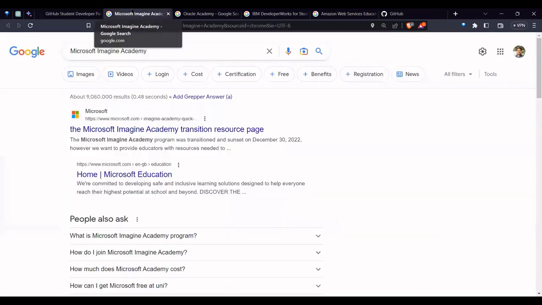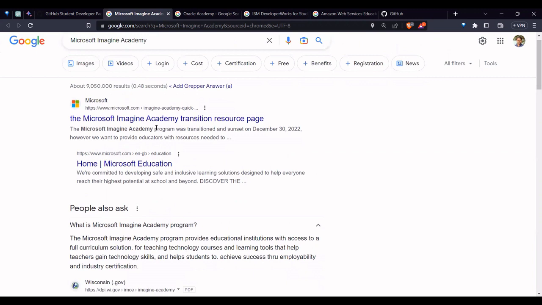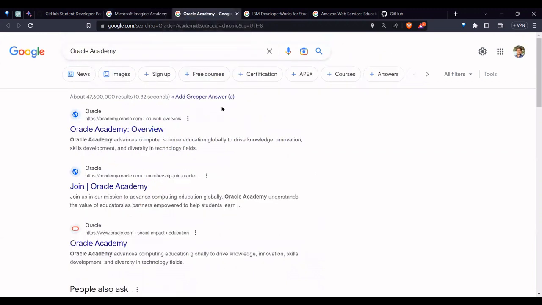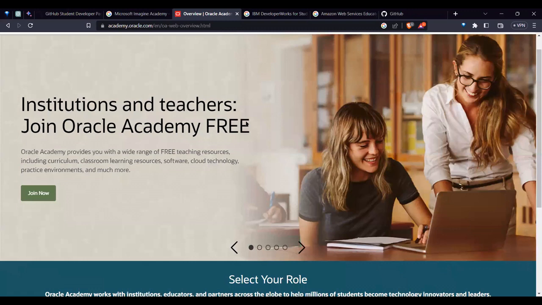That's a recommendation. And second, like this, there are others also which are supporting. Another one is Microsoft Imagine Academy. This is also another program where Microsoft is sponsoring certain things. In the same fashion, there is Oracle, which also has this concept of Oracle Academy. They are also supporting. In Oracle Cloud, you will get all the resources and others.